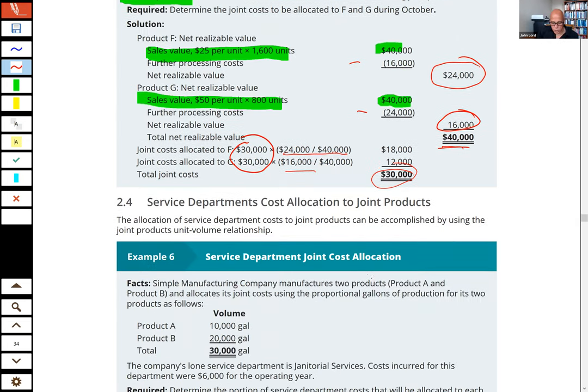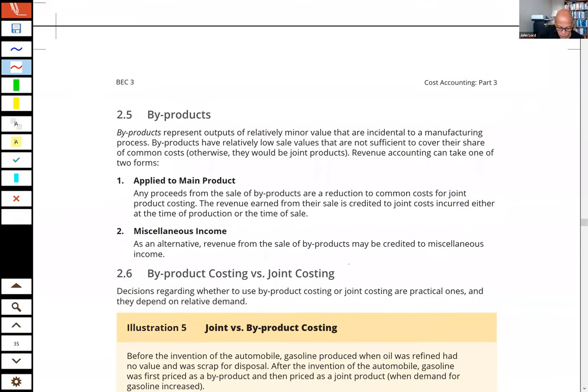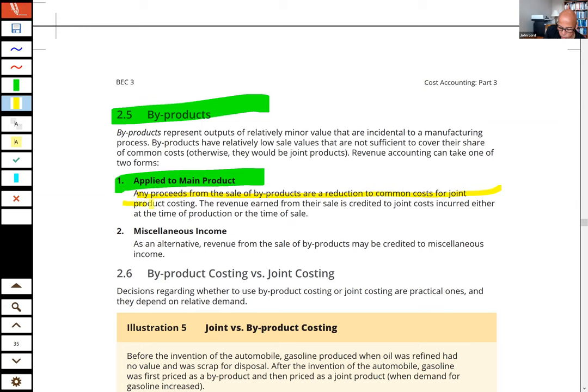Okay, let's just look at byproducts. Byproducts again are those little swoosh balls that we talked about. There are two different ways to deal with byproducts. Any proceeds from the sale of a byproduct are a reduction of common cost for joint product costing. The revenue earned from their sales is a credit to joint costs incurred either at the time of production or at the time of sale.